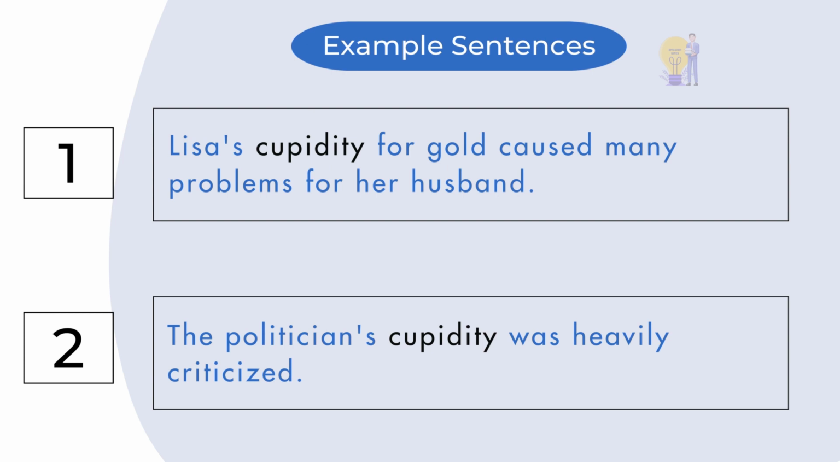The example sentences are: Number 1. Lisa's cupidity for gold caused many problems for her husband. Number 2. The politician's cupidity was heavily criticized.